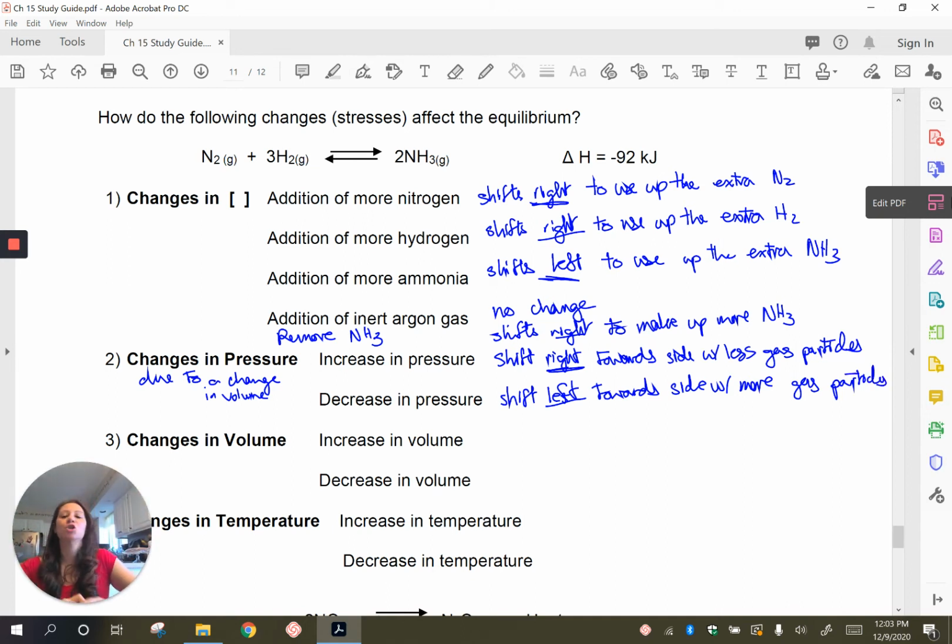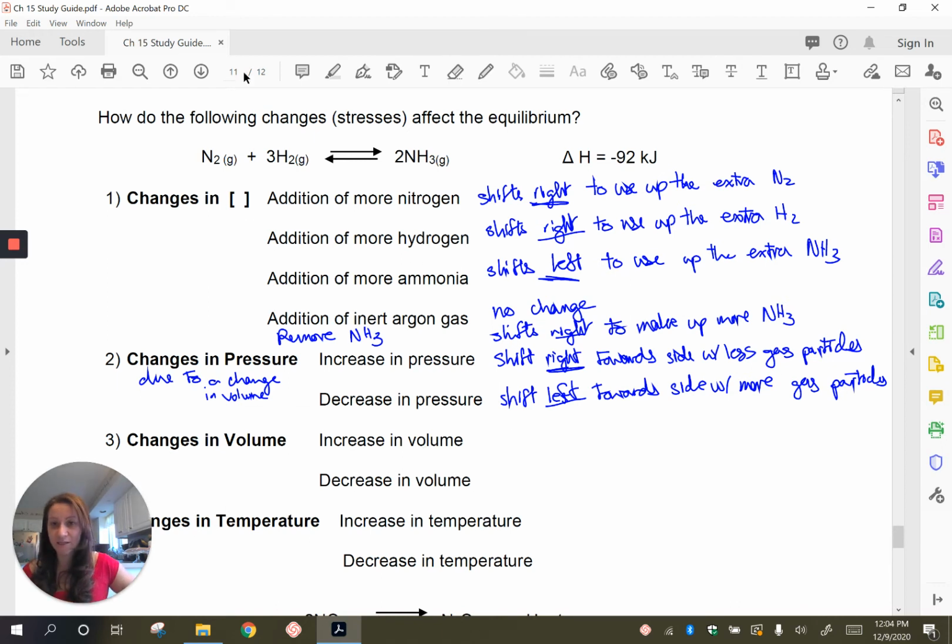Okay, let's look at a change in volume. If I increase my volume, what's going to happen? Well, whether you have a solution or a gas, when you increase the volume, you decrease the concentration, right? You have the same number of moles, but now you have it in a bigger volume. So your moles per liter, your concentration, is going to go down. And if my concentration is going down, I want to go to the side with more particles so that my concentration goes back up.